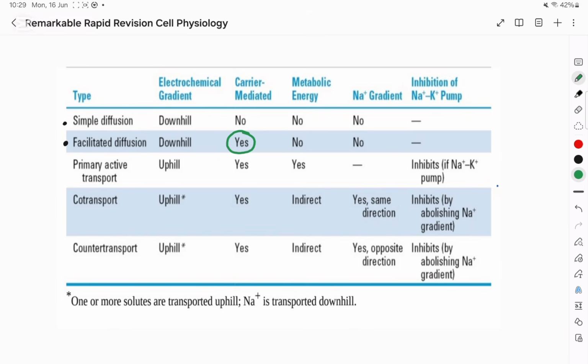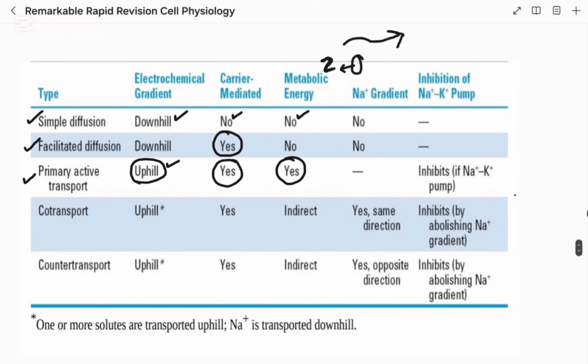Next is primary active transport, which is basically the usage of energy. Whenever we are using energy and a carrier, we are moving the substance from a lower concentration to a higher concentration. The next are co-transport and counter transport, and both are examples of secondary active transport. Co-transport means that the substance is moving along with another substance in the same direction, and counter transport means that a substance is moving along with another substance in the opposite direction.